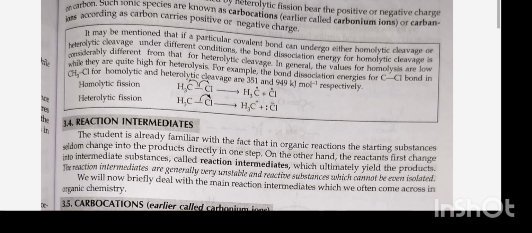It may be mentioned that if a particular covalent bond can undergo either homolytic cleavage or heterolytic cleavage under different conditions, the bond dissociation energy for homolytic cleavage is considerably different from that for heterolytic cleavage. In general, the values for homolysis are low while they are quite higher for heterolysis. For example, the bond dissociation energies of the carbon-chlorine bond in chloromethane for homolytic and heterolytic cleavage are 351 and 449 kilojoules per mole respectively.